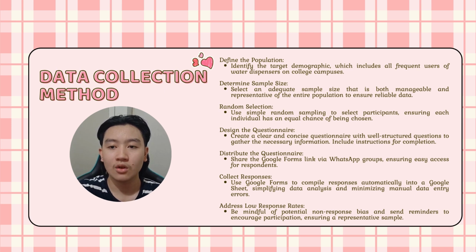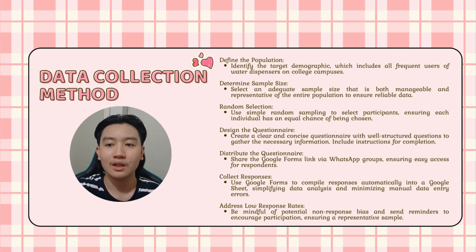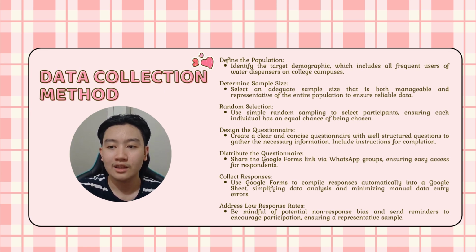For the sixth, collect responses. Use Google Form to compile responses automatically into Google Sheet, simplifying data analysis and minimizing manual data entry errors. And for the last, address low response rate. Be mindful of potential non-response bias and send reminders to encourage participants, ensuring a representative sample.